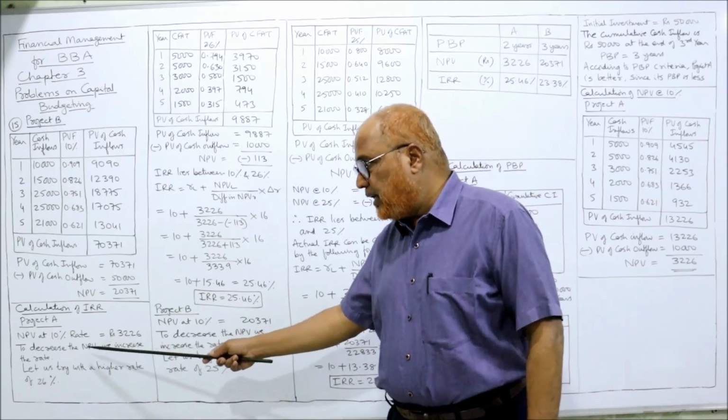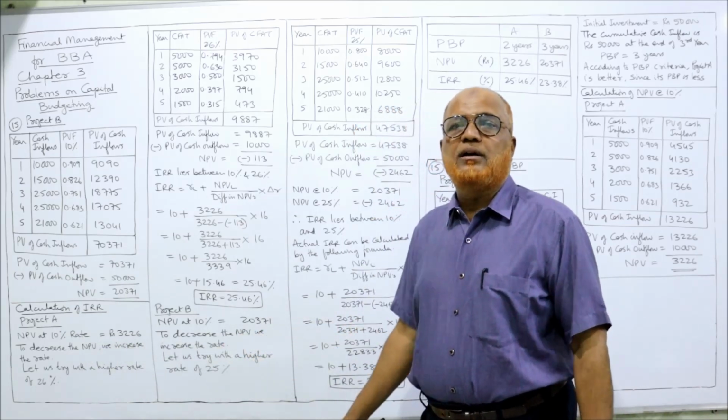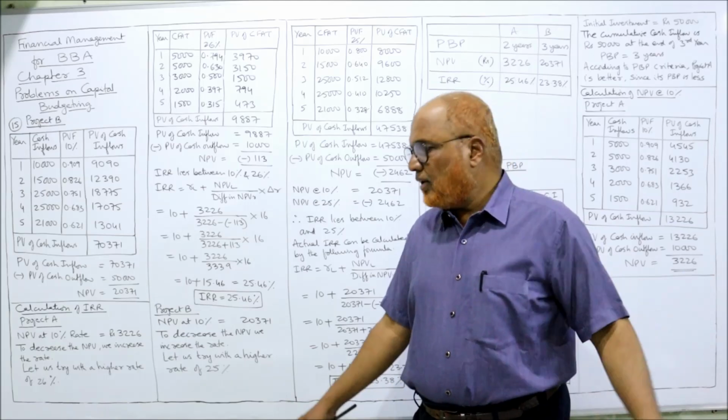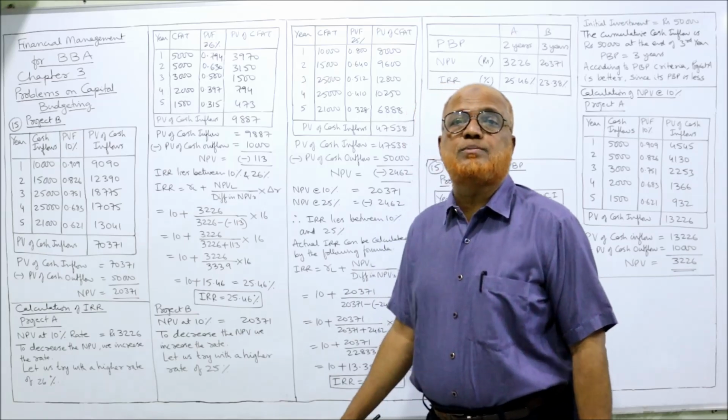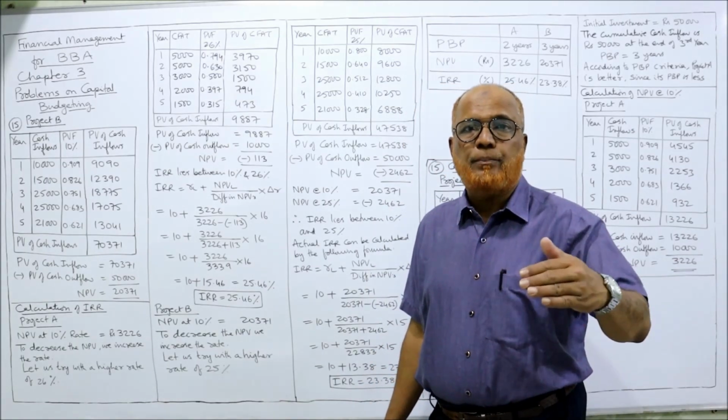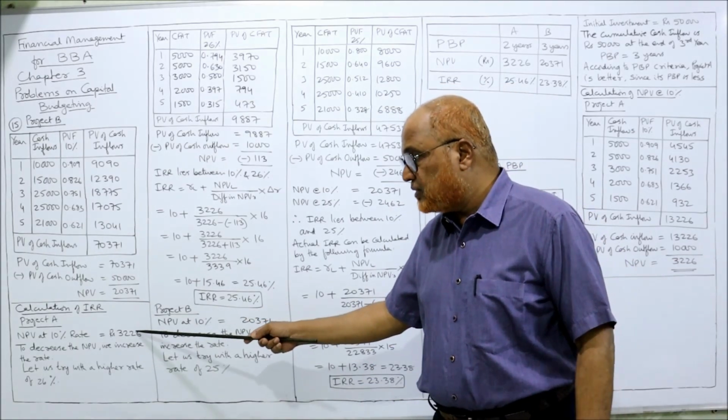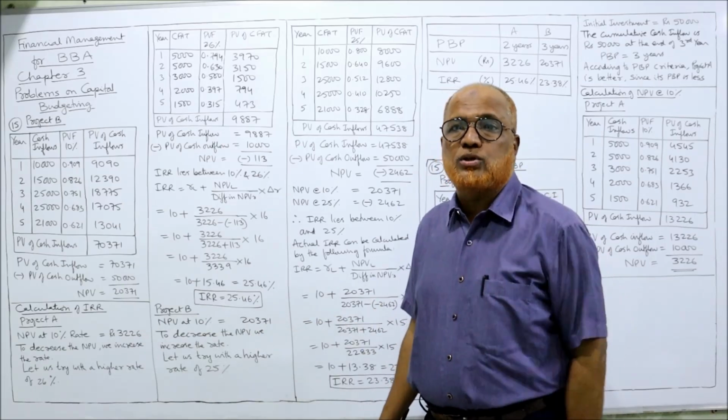So in order to decrease the NPV, we have to increase the rate. Earlier we calculated at 10%, now we increase it to 26%. A big jump, because there is a high positive NPV, 3,226, the excess amount.